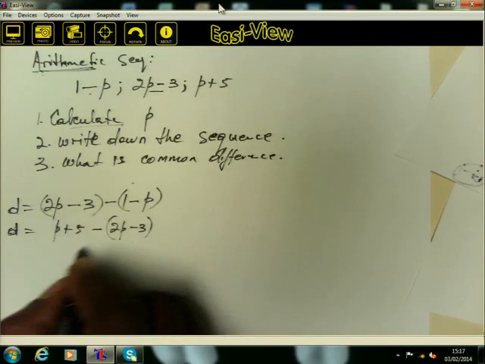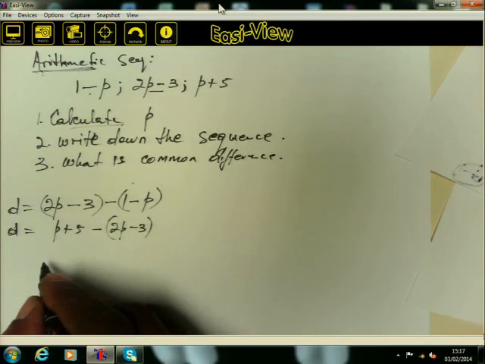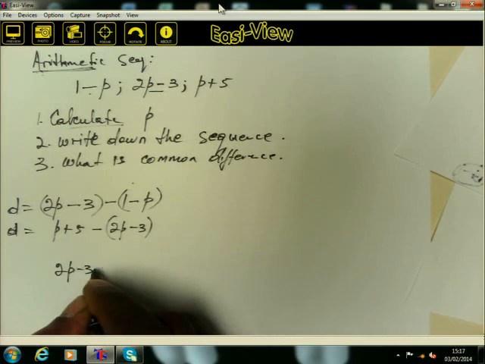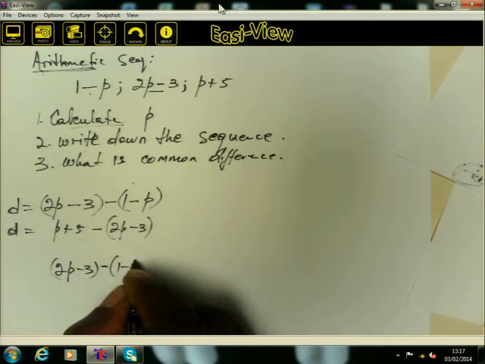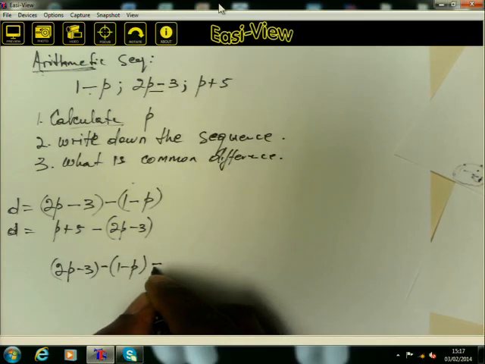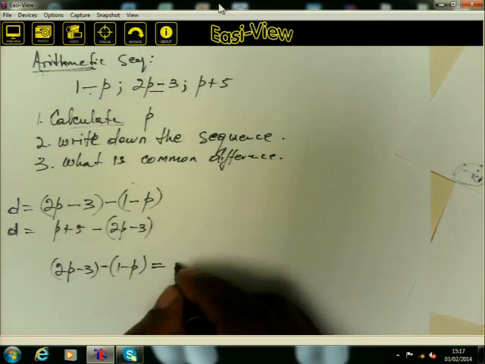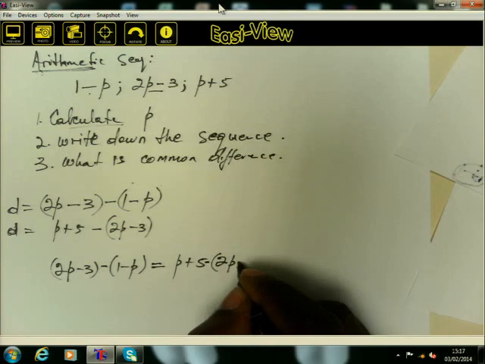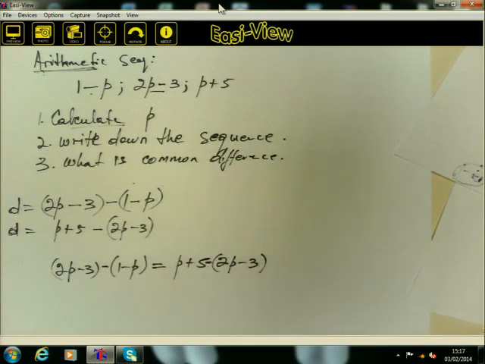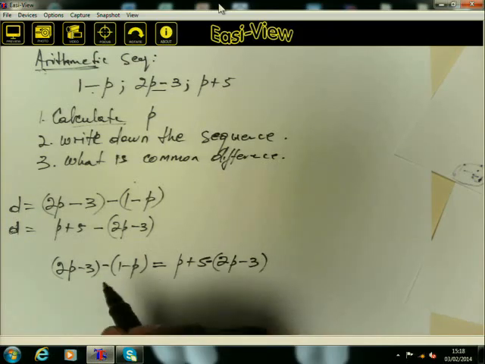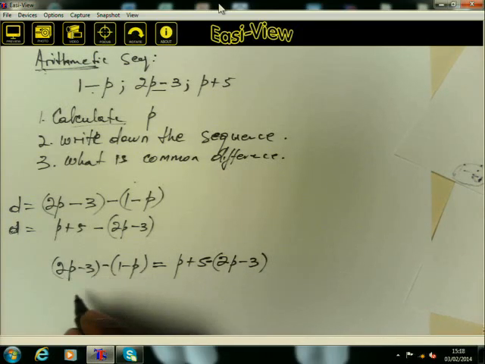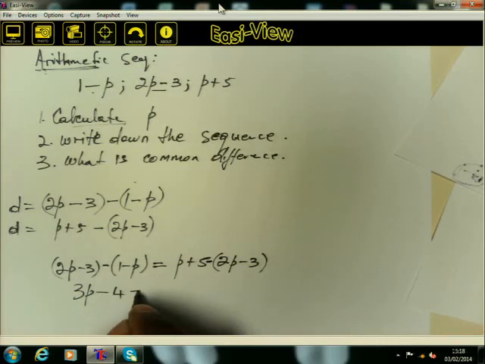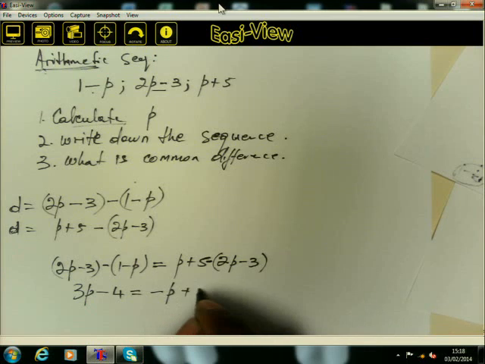So it means for us to have that d, we can have now 2p minus 3 minus 1 minus p must be the same as this one, because that is p plus 5 minus 2p minus 3. These two things need to be the same. And then we can quickly have that one. We know that we are going to have 3p minus 4 being equal to minus p plus 8.